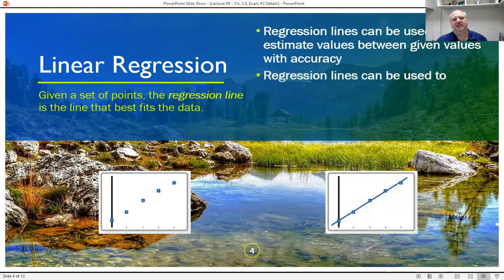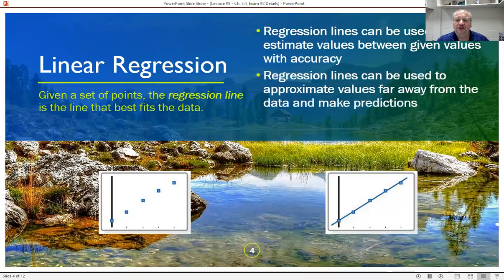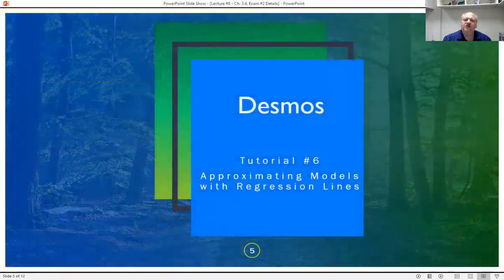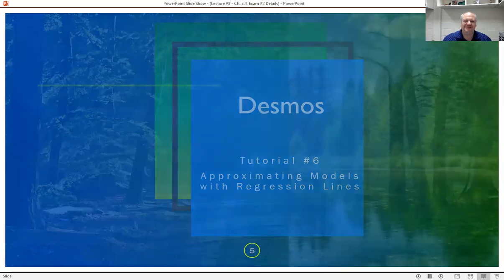So you can use that regression line to estimate values between values, and you can use it also to approximate far away values. Remember in the last case where we had data up until 2016, and then you used that data to answer what would happen in 2018? That was based on a linear function. If it was not exactly linear, but kind of linear, and then you got the regression line from it, you could use that line to find 2018, and it would be an appropriate prediction. So now let's talk about Desmos. And today I am going to be looking in Desmos with you and showing you how to do this in Desmos. Okay, approximating models with regression lines.